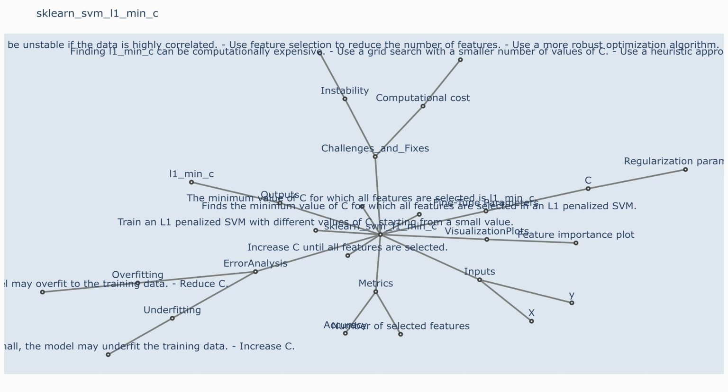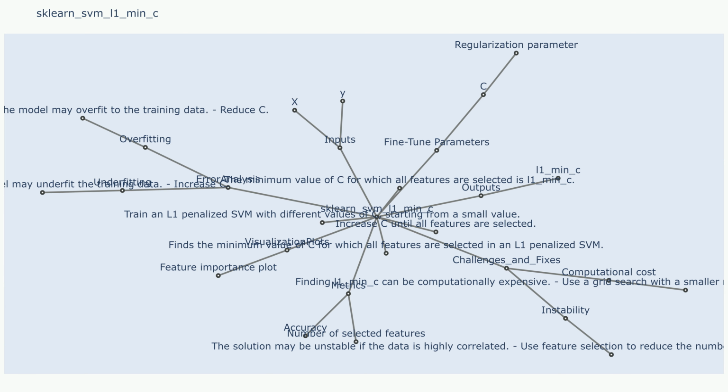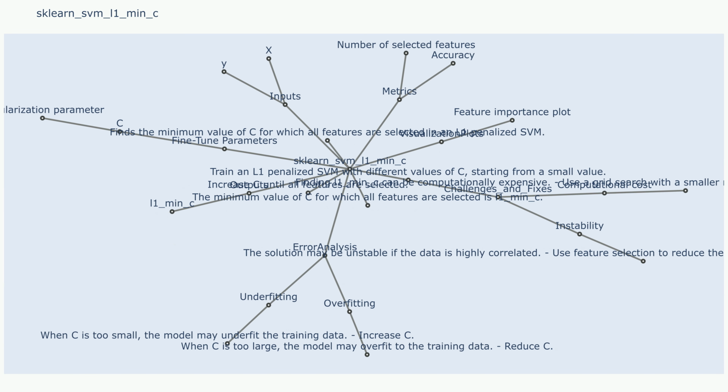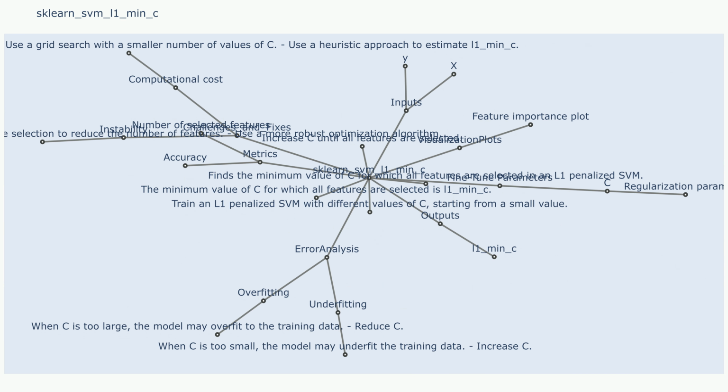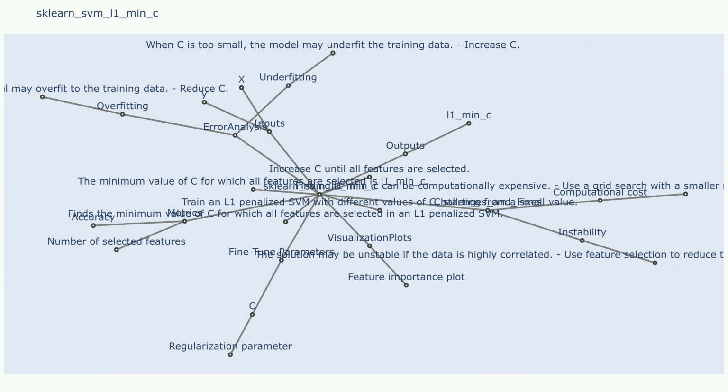sklearn SVM l1_min_c. Description: This function computes the minimum C value for which the solution of the linear SVM problem is non-empty. It is useful for choosing a suitable value for the regularization parameter C in linear SVM. Inputs: X, the training data, where each row represents a data point and each column represents a feature. Y, the target labels for the training data. Outputs: L1, the minimum value of C for which the solution of the linear SVM problem is non-empty.